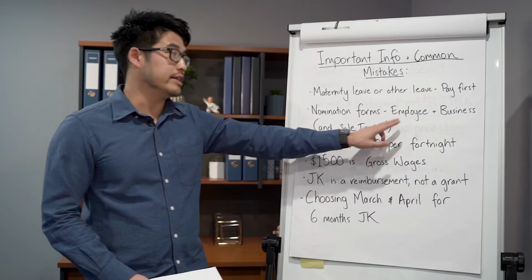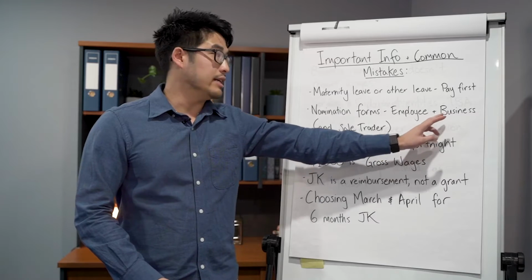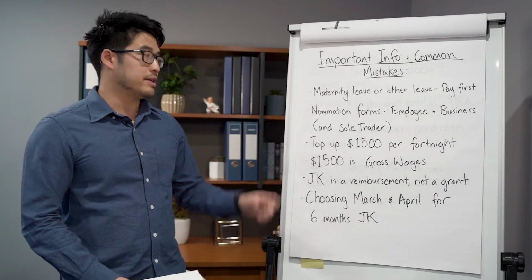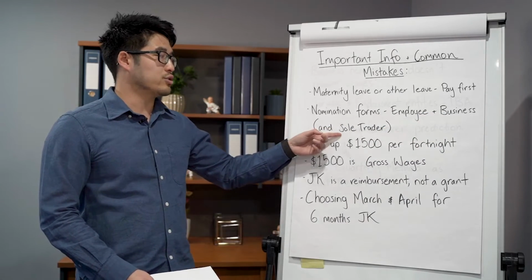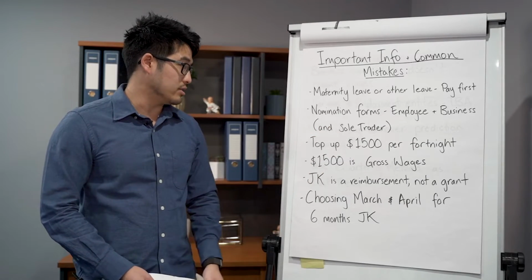And there's this last part about sole traders. Sole traders, you don't need to fill any of these forms out. You don't need to fill out employee because you're not an employee, and you don't need to fill out the business nomination form because when you go and do the registration online, you're already filling out the sole trader form. You don't need to go and do the business nomination.